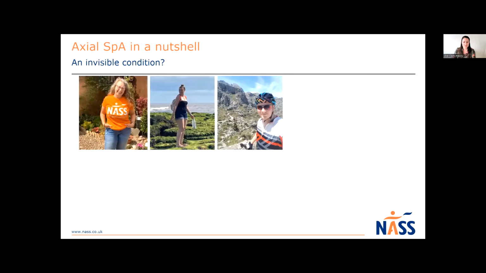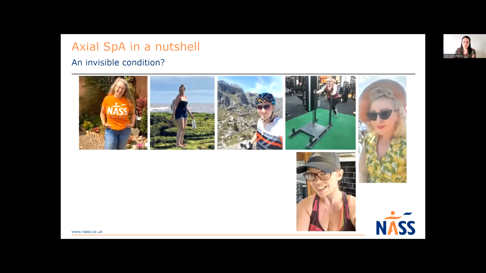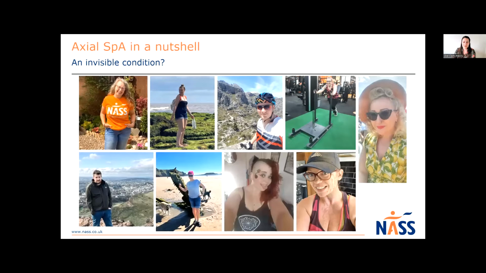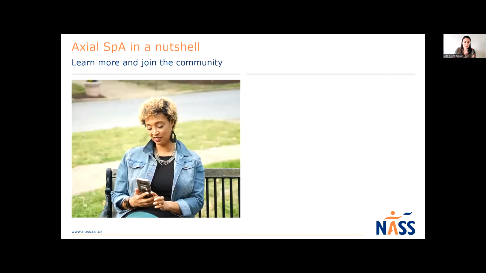And remember those stats that I said earlier, that although 1 in 200 people in the UK live with axial SpA, 91% of the population have never heard of it. This is why NASS works so hard to raise awareness of axial SpA and provide support to everyone with the condition. But while that awareness is growing, remember that there's a whole community of people out there who understand what you're going through, and NASS is here to support you every step of the way. As I said at the beginning, this really is axial SpA in a nutshell, and I hope it's helped you to understand more about the condition.